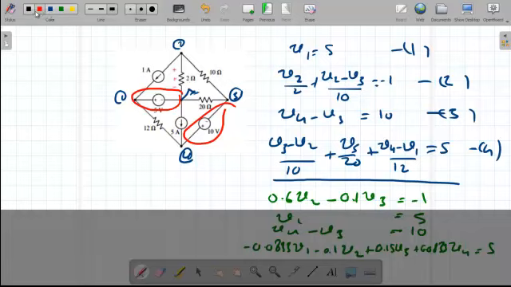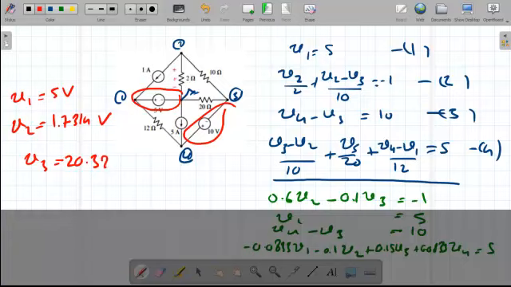Then you can get V, which is actually V2. So V1 will equal 5 volt. It's clear, yes? V1 equal 5 volt. V2 will equal 1.7314 volt. V3 will equal 20.3885 volt. V4 will equal 30.3885 volt.